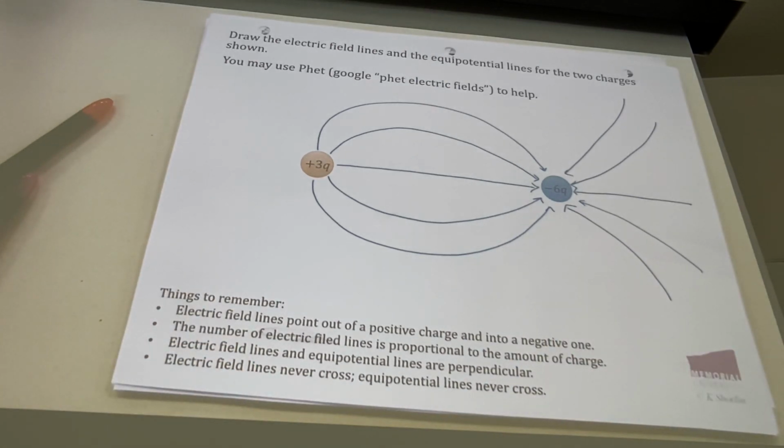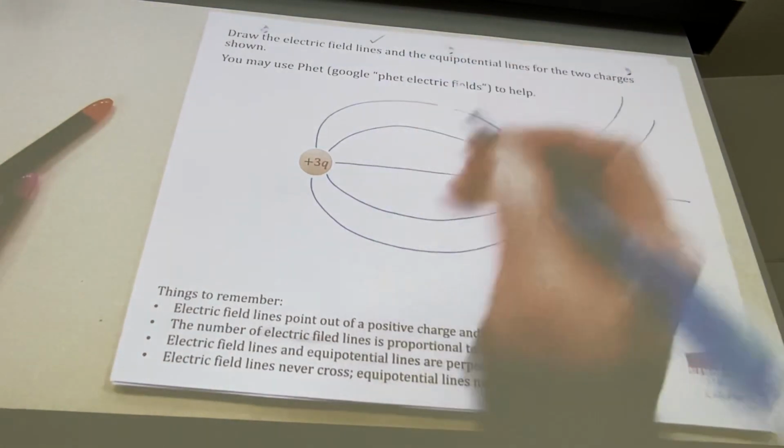So something like that. I'm not the best artist in the world, but it looks a little bit like this. Any questions? This is a bit of a recap from Physics 1051, but I thought it might be valuable here. Okay, so that's our electric field lines done.